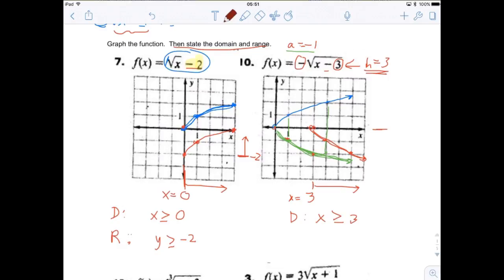For the y values, I can see that it exists from here down. This would be y equals 0. So I would say the range where the red function exists would be y is less than 0. Would it be y is less than 0 or y is less than or equal to 0? Well, since it includes the point y equals 0, I would say y is less than or equal to 0.